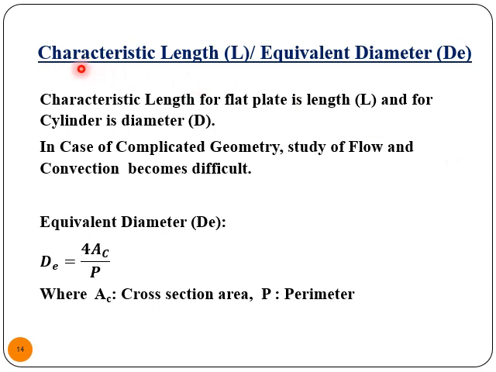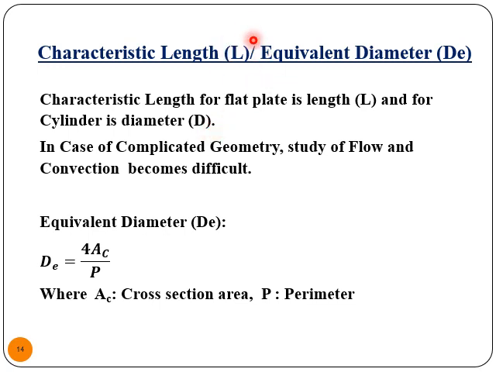There is another important term in this calculation of dimensionless numbers, and that is characteristic length, which is denoted as L or Lc. So for a flat plate, generally the characteristic length is denoted as L, and for a pipe or a cylinder, it is denoted as D.